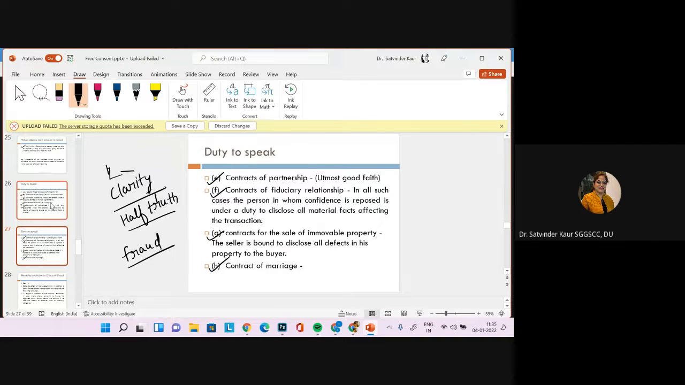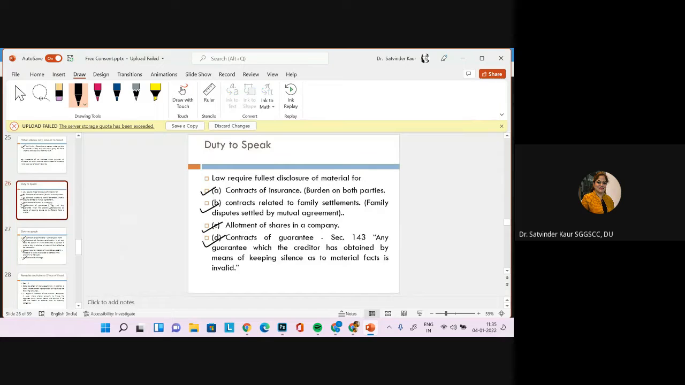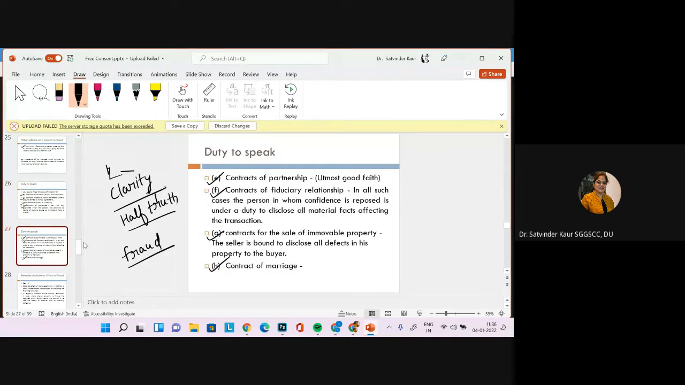Shall I share these two slides? Contract of insurance, contract of family settlement, allotment of shares in a company, contract of guarantee, contract of partnership, contract of fiduciary relationship, contract of sale of immovable property, contract of marriage.